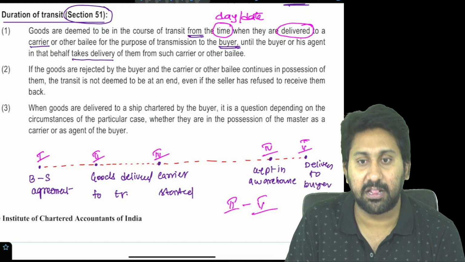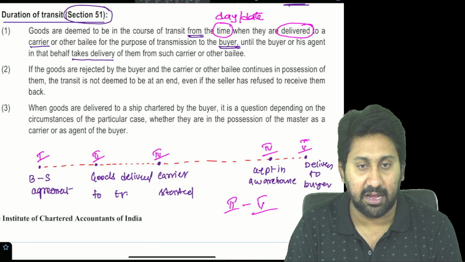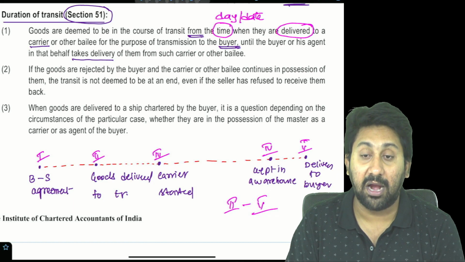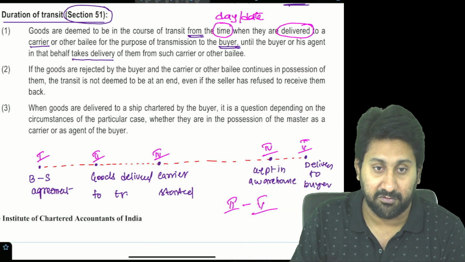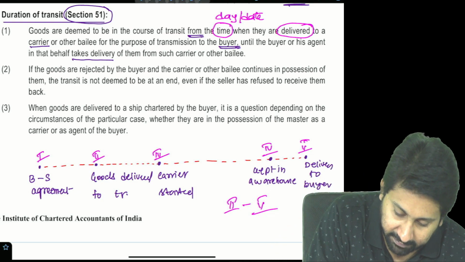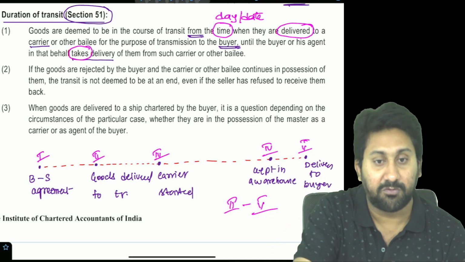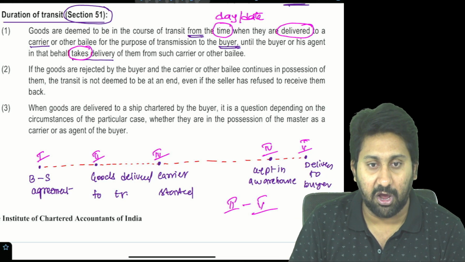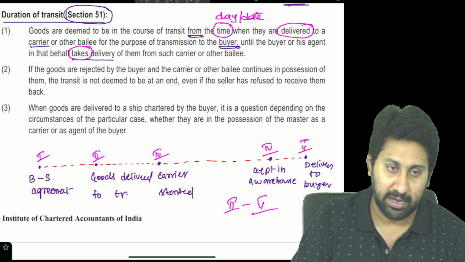From the time when they are delivered to a carrier or other bailee for the purpose of transmission to the buyer, until the buyer or his agent on his behalf takes delivery. Here the word used is take. That means he should physically come and take delivery of them from such carrier or other bailee.